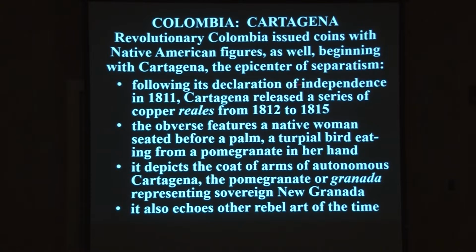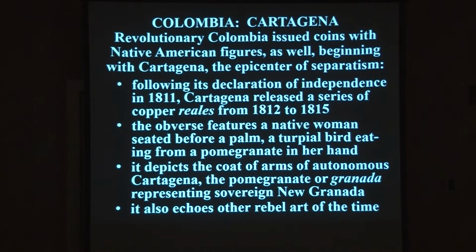Following its declaration of independence in 1811, Cartagena released a series of copper reales from 1812 to 1815, so even earlier than the Mexican ones that we just saw. The obverse features a native woman seated before a palm, a turpial bird eating from a pomegranate in her hand. That is the iconographic program, and we'll take it apart in a moment.